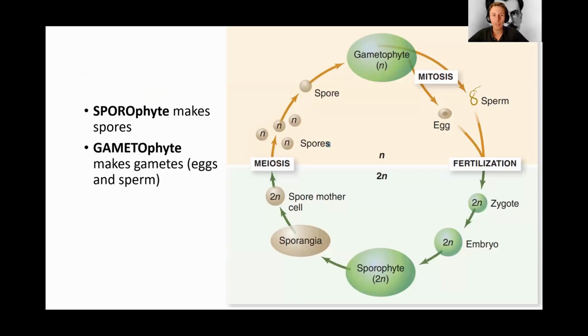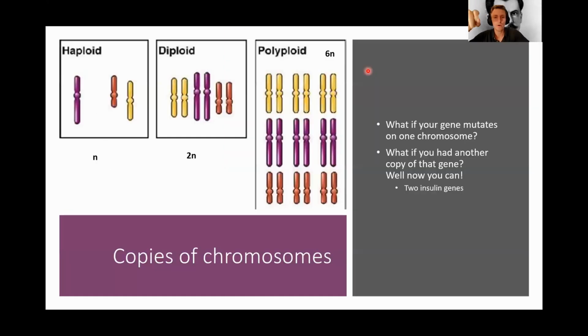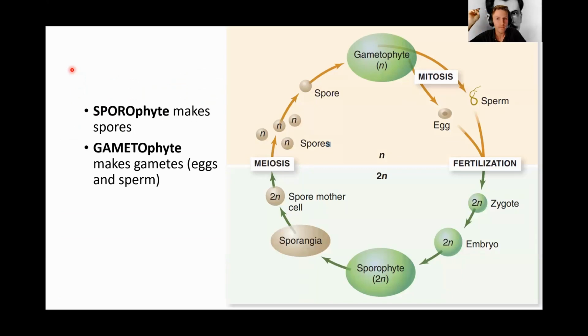So that's what this is. A haploid plant is this. A haploid plant, 1N, N is just the number of chromosomes. 2N is that you have another copy. You have two copies of that chromosome. I know it's kind of difficult to understand at first, but just pay attention and stay with me, okay? So diploid, you have two copies of each gene, which is really useful.